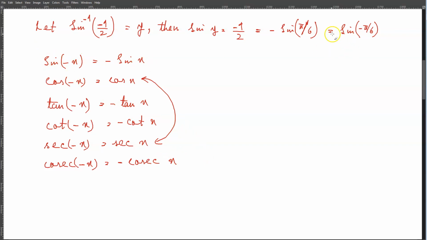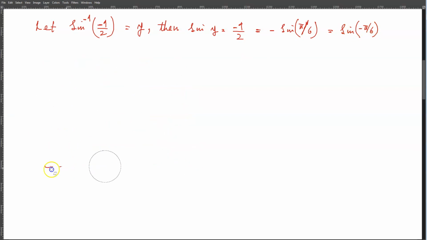And based on this, when you have the negative of sine of pi by 6, you can simply write it as sine of negative pi by 6. And so what that means is that sine of y is equal to sine of negative pi by 6. Therefore, y is equal to negative pi by 6.